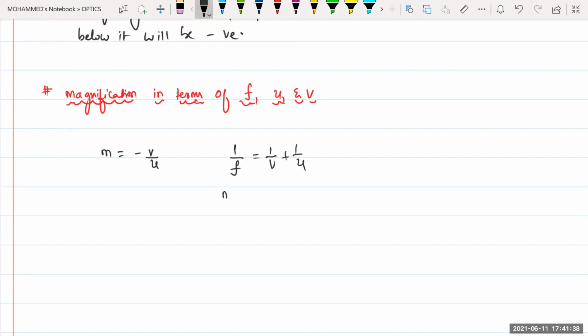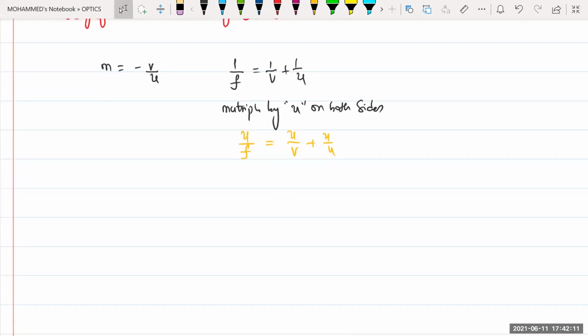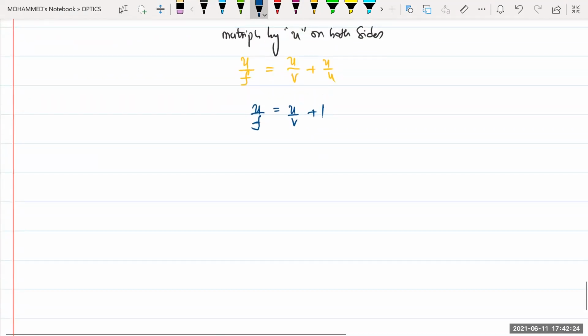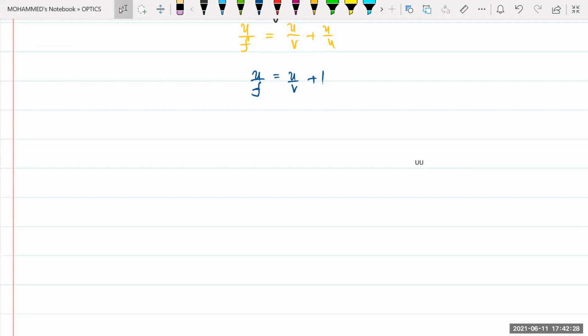What you do is multiply by u on both sides. U means what, beta? Object distance. Multiply by u on both sides. This will become u by f equal to u by v plus u by u. So u by f will be equal to u by v plus 1. Now take u by v outside. U by v will be equal to u by f minus 1. Can I write like this?